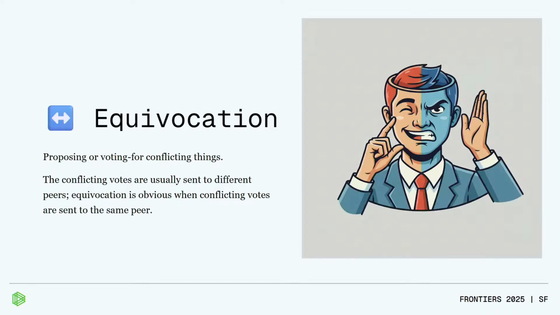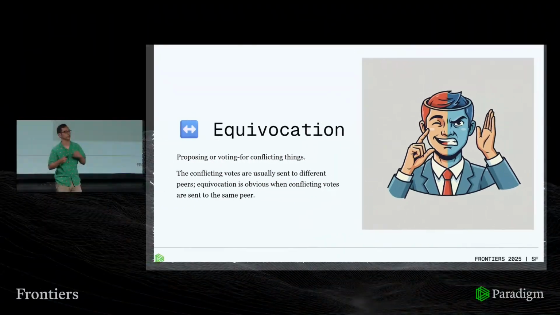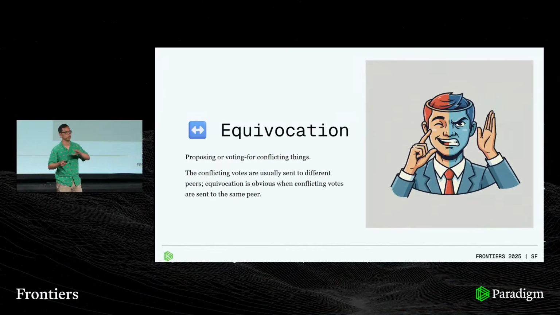Equivocation is just a fancy word for basically saying two different things. So this is what Byzantine nodes can do. They can vote for A and they can vote for B. Now, it's a little bit obvious when they vote for A and vote for B and then tell everybody about that. Generally, what they'll do is they'll tell one person A and tell a different person, I'm voting for B. So just keep that in mind. That's what equivocation means.